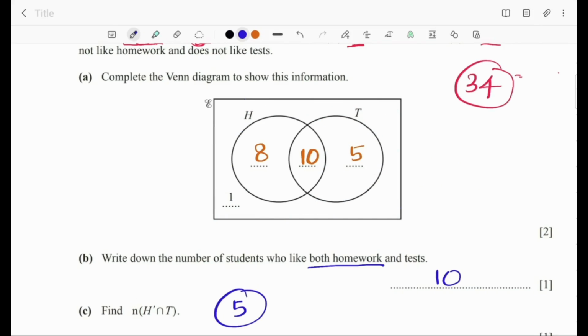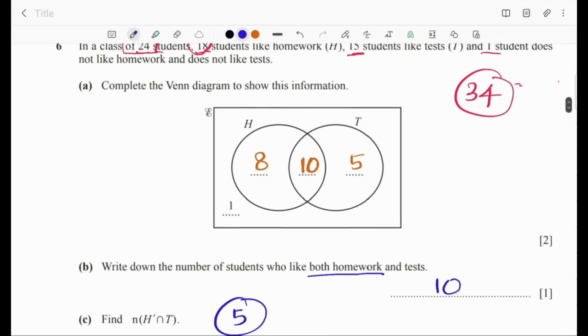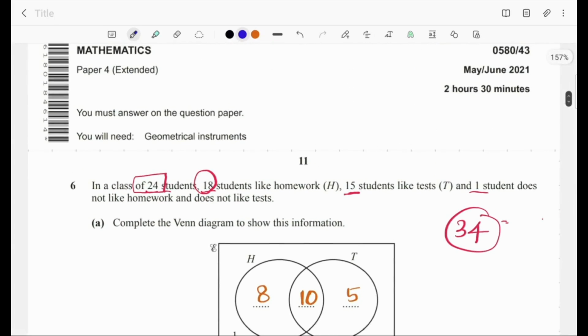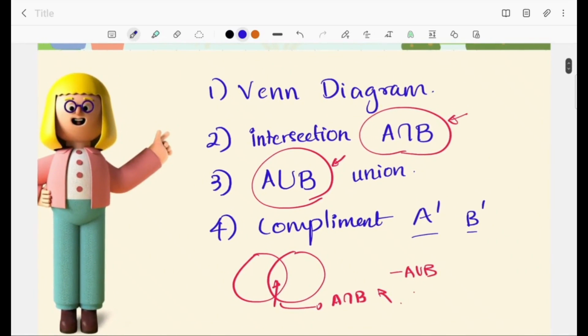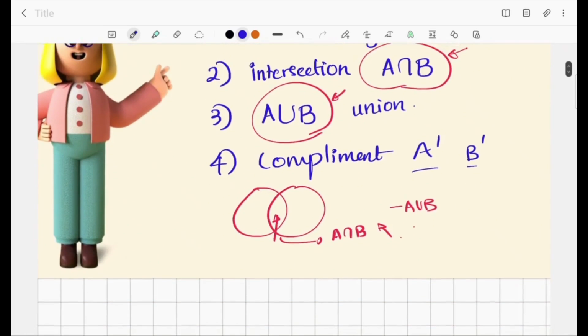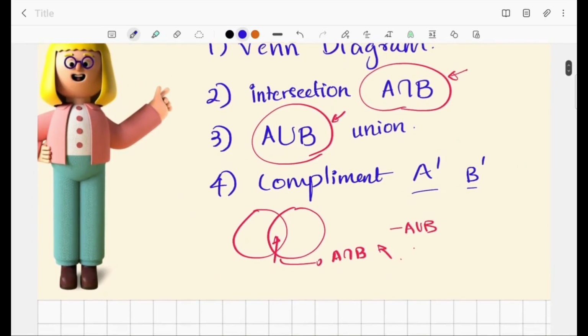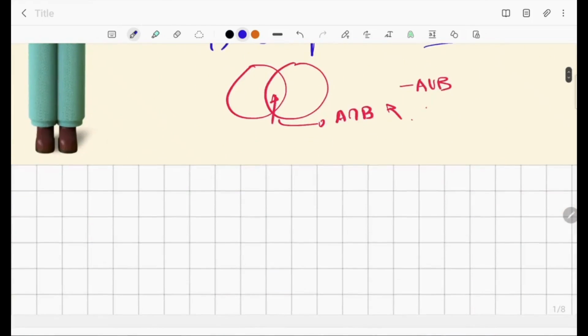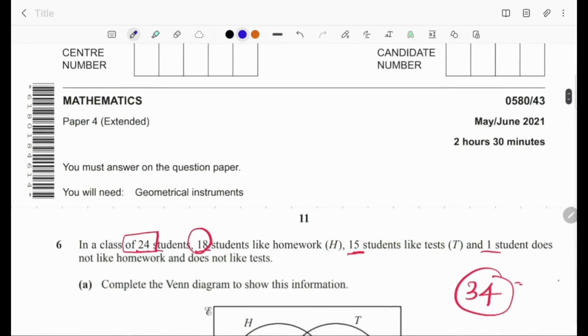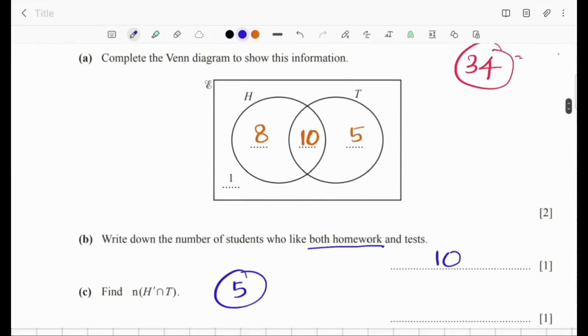Okay, so here we covered these sections. Okay, Venn diagram, intersection, union and complement. Okay, we couldn't find a question that comes with union. Okay, let me do that with part 2 of this video.